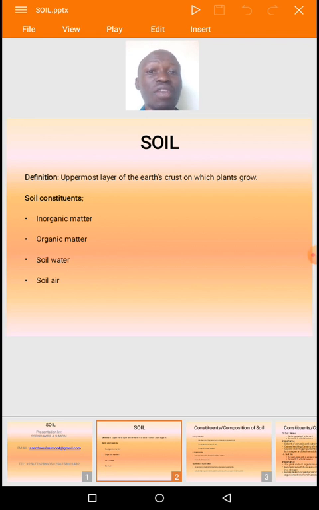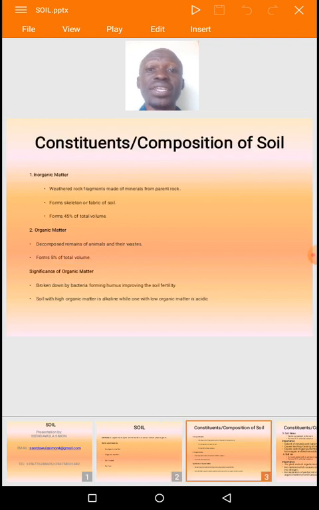What makes up soil? What we are calling soil constituents. What is in that surface material that supports plant life? There is organic material, or organic matter. We have inorganic matter. We have soil water, at times we call it soil moisture. Then we have air. There is air in that soil. So let's look at these constituents one after the other, starting with inorganic matter.